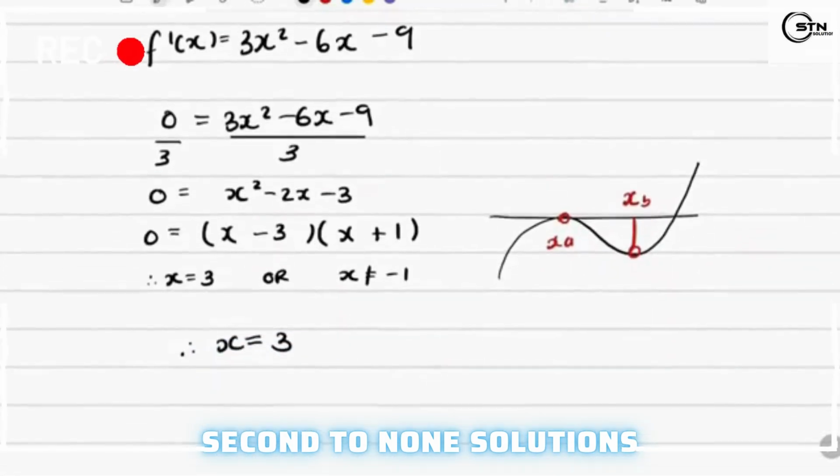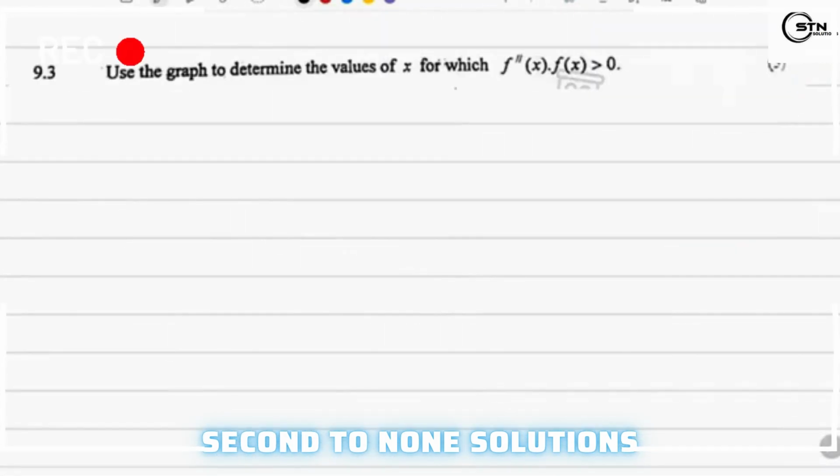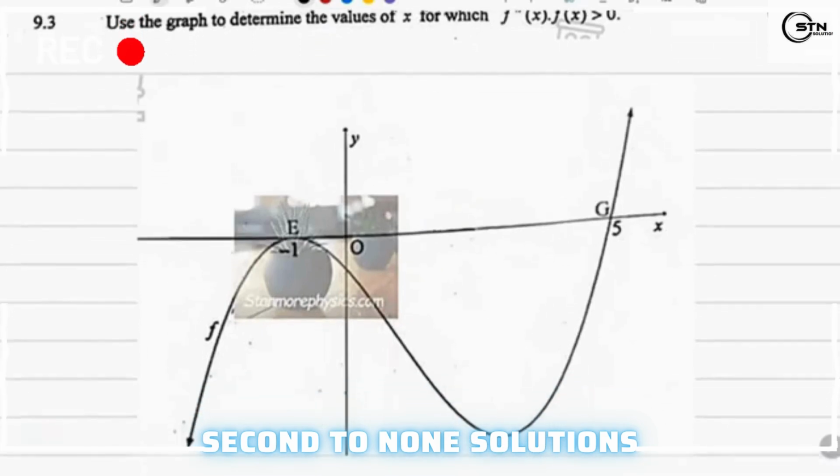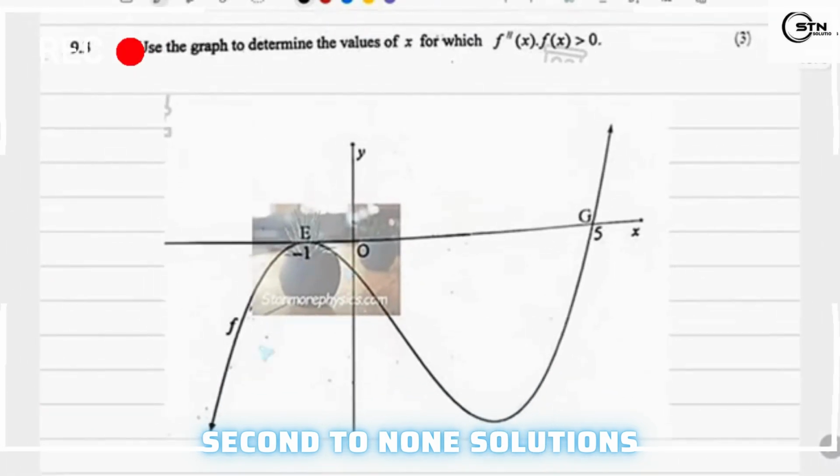Moving on to the next question. Question 9.3 says, use the graph to determine the values of x for which f double prime of x multiplied by f of x is greater than 0. So let's go ahead and get the graphs first. So if this is our graph, and they're specifically speaking about f of x, which is the one we have, and f double prime of x, let us just go ahead and find out what this one is going to look like. So in order to get to that, this is what happens.